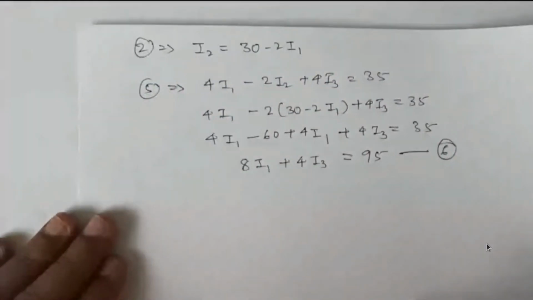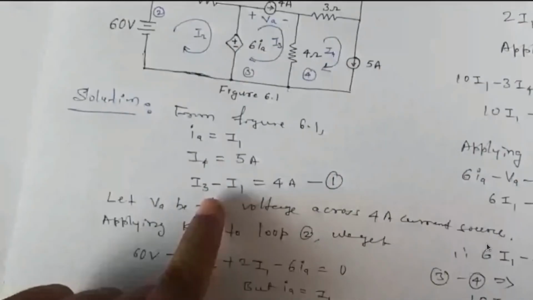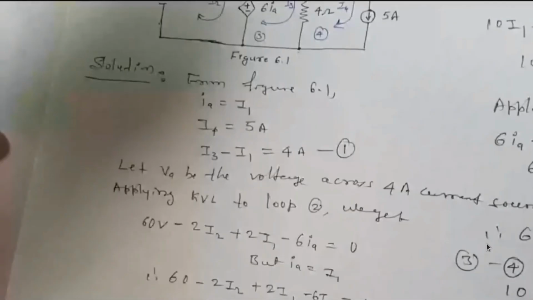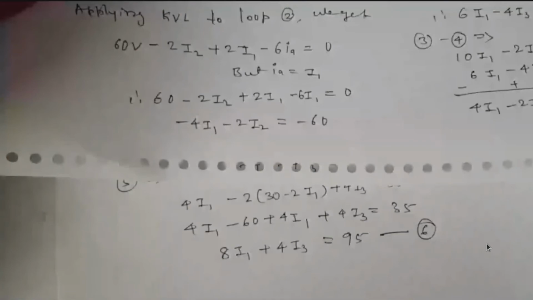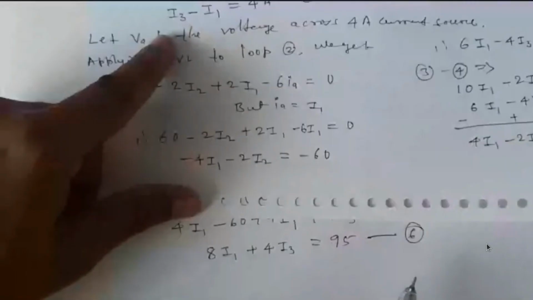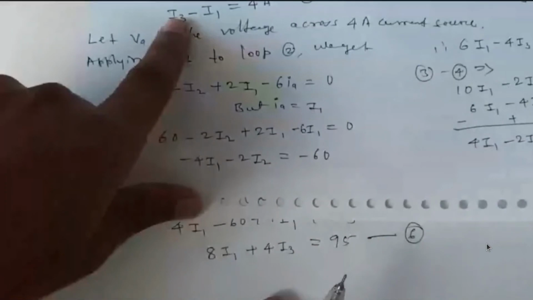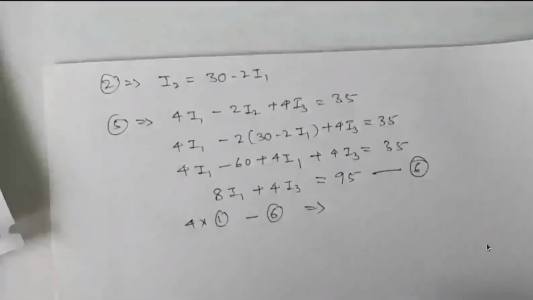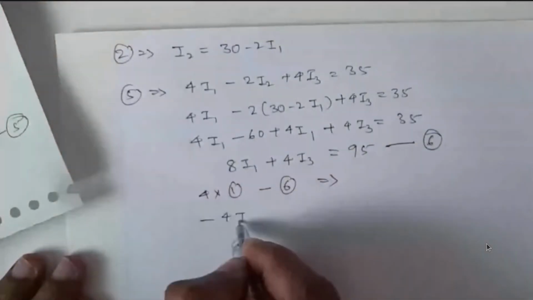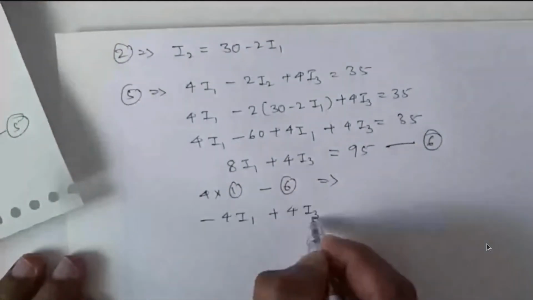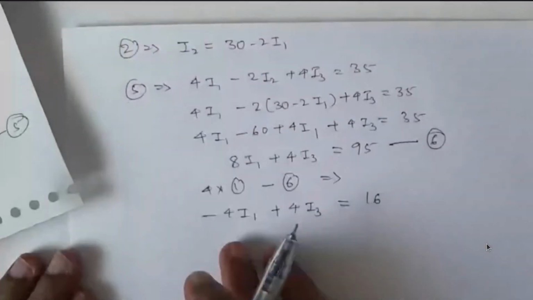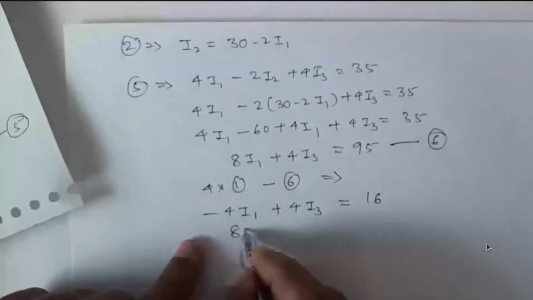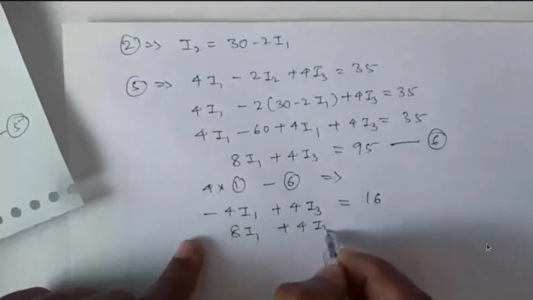Now, as I told, dear students, I have equation 6 and one more, I3 minus I1 is equal to 4 ampere. I should arrive at I1, so our intention should be to cancel out I3. Because 4I3 is there, I'll multiply equation 1 by 4. So 4 into equation 1 minus equation 6. Equation 1 becomes I1 plus 4I3 is equal to 16. And in equation 6 you have 8I1 plus 4I3 is equal to 95.